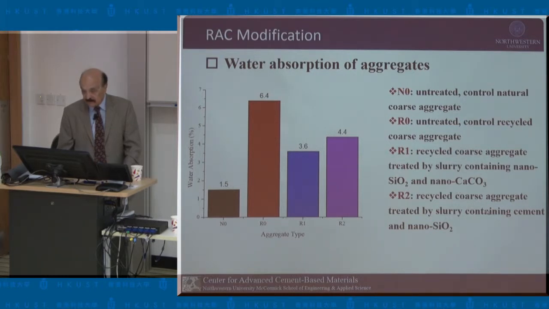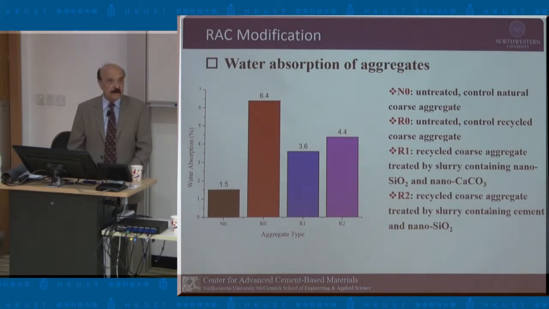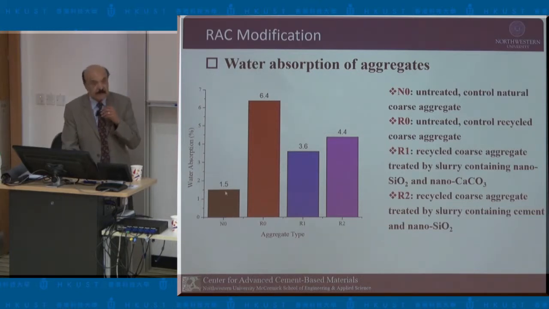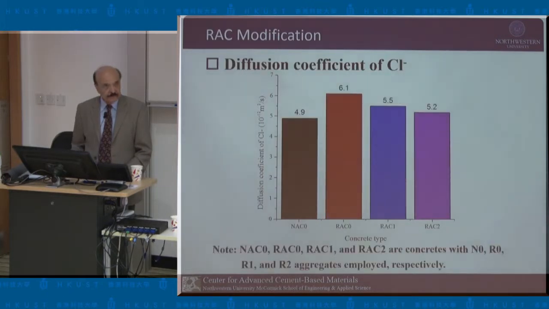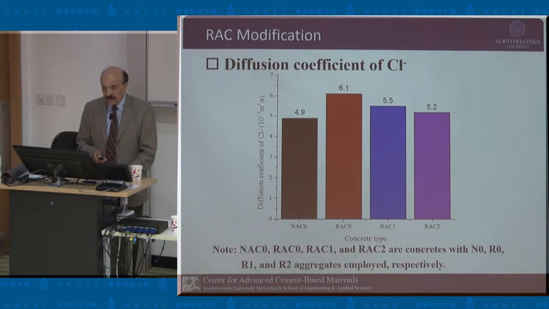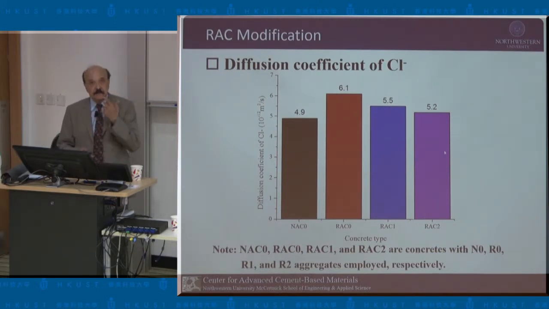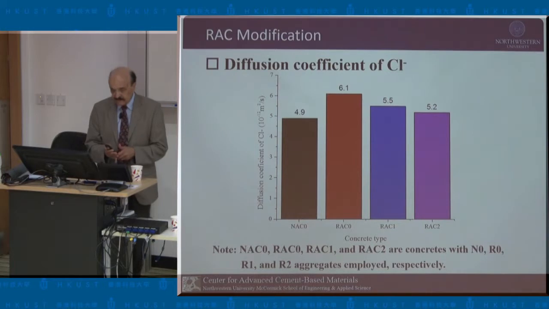This one is treated by slurry containing nanosilica and nanocalcium carbonate, while this one is treated by slurry containing cement and nanosilica. So you can see that although absorption is not quite as low as natural aggregate, it is substantially lower than untreated aggregate. We also measured the chloride diffusion coefficient, and these two treated ones are close to natural aggregate. This is obviously concrete made with these two aggregates.